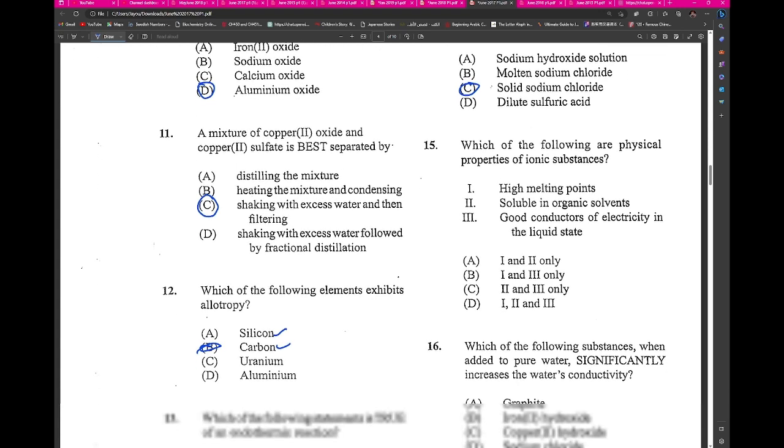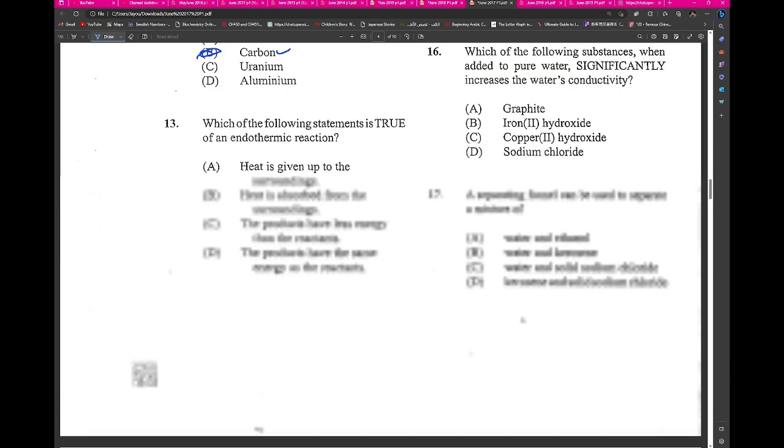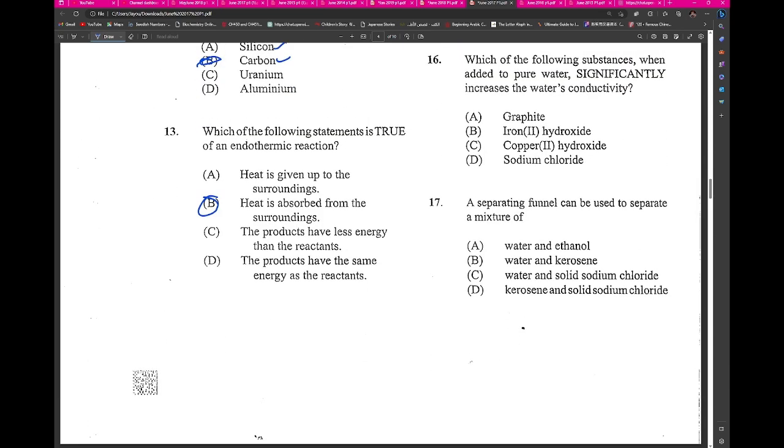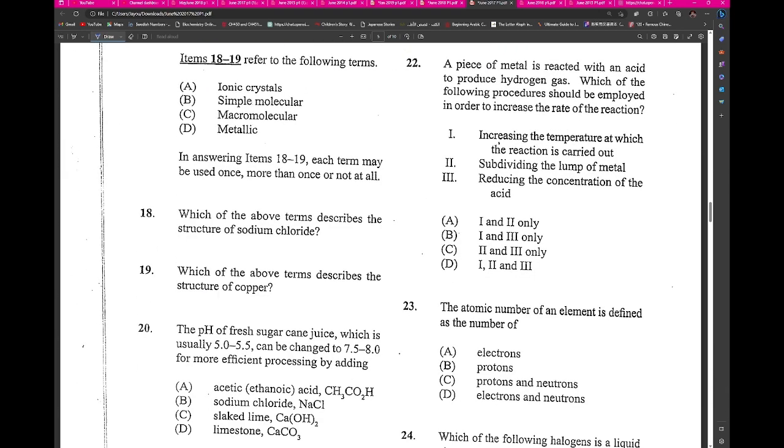Which of the following are physical properties of ionic substances? High melting point, good conductivity in liquid state, 1 and 3. Which of the following substances, when added to pure water, significantly increases water's conductivity? This would probably be sodium chloride. A separating funnel can be used to separate which of the following solutions? It would be water and kerosene. Now we're looking at ionic crystals, simple molecular structure, macromolecular structures, and metallic structures. Which of the above terms describes the structure of sodium chloride? This would be ionic. Copper would be metallic.